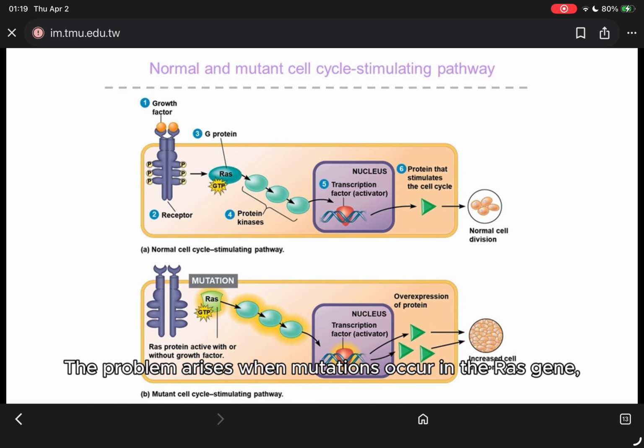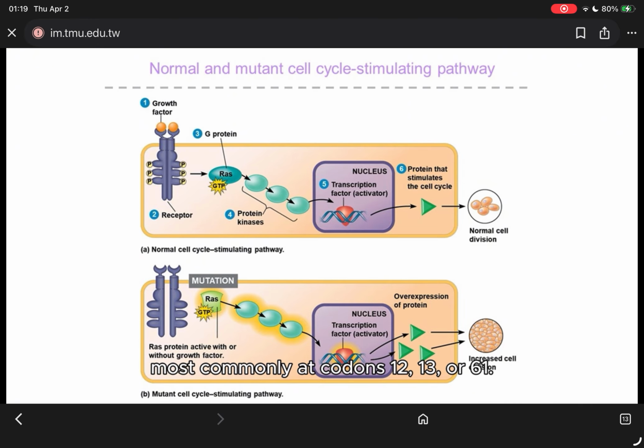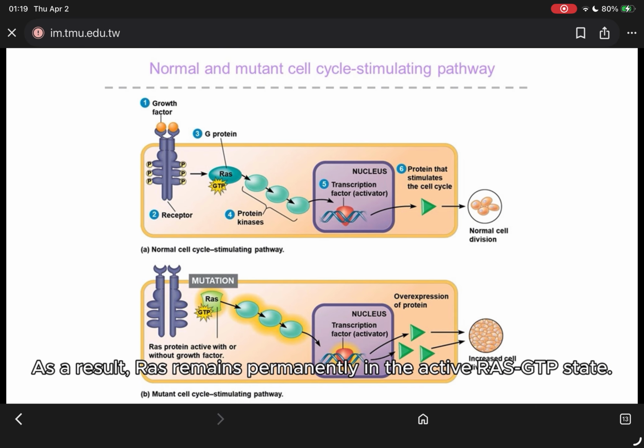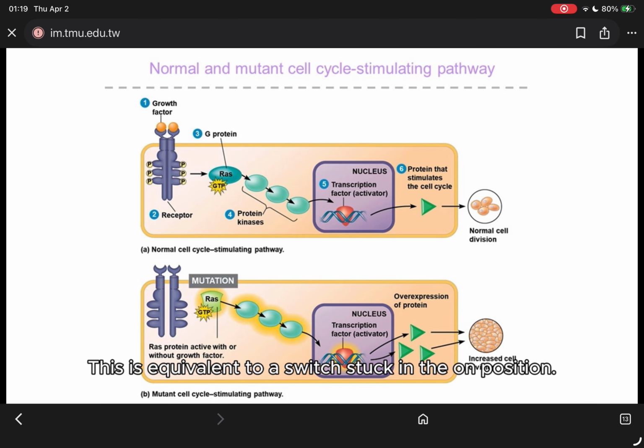The problem arises when mutations occur in the RAS gene, most commonly at codons 12, 13, or 61. These mutations impair the intrinsic GTPase activity of RAS, meaning that it can no longer hydrolyze GTP efficiently. As a result, RAS remains permanently in the active RAS-GTP state. This is equivalent to a switch stuck in the on position.